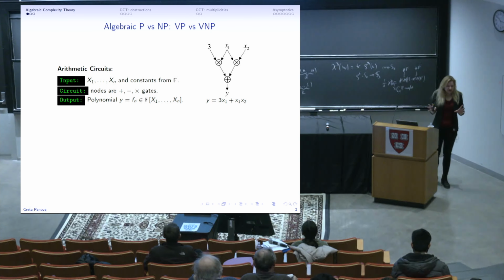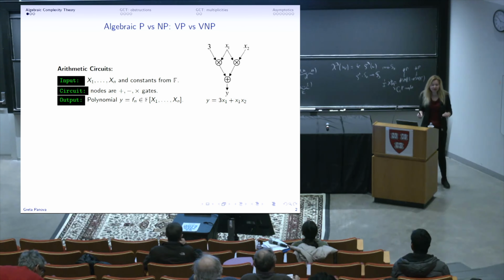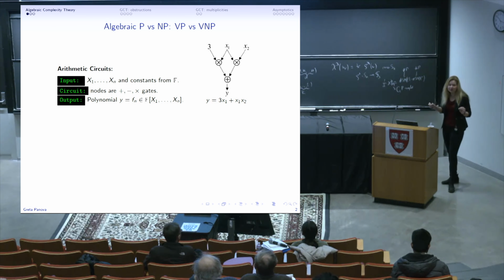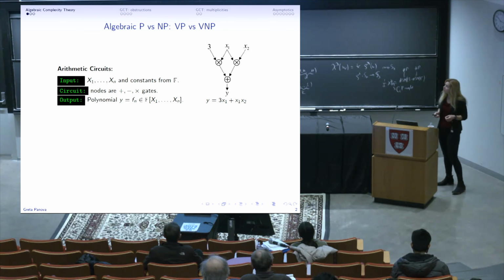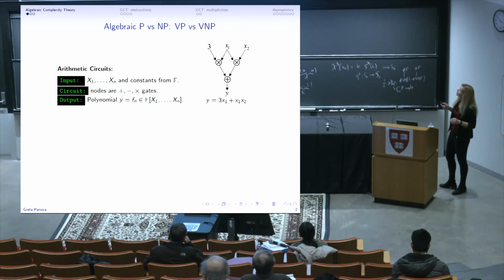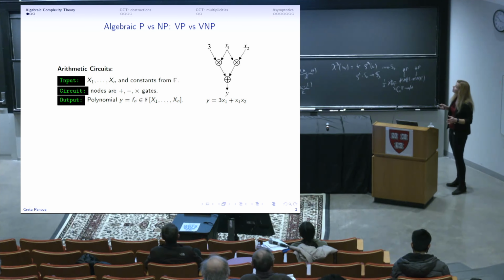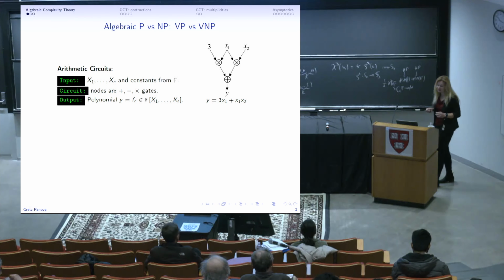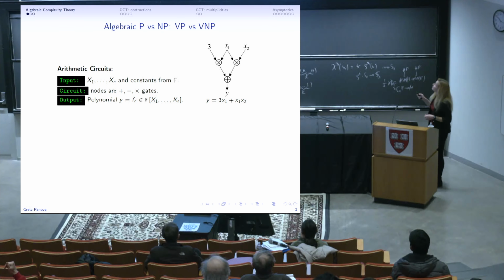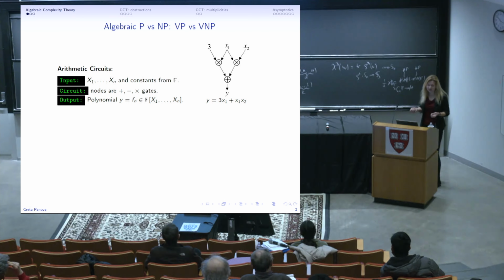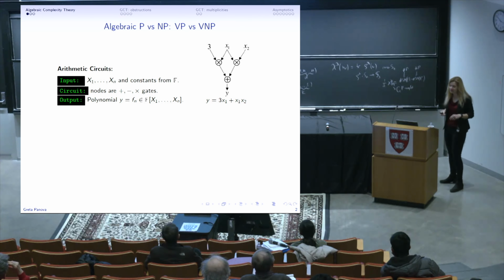So what's the model? This time we're going to be computing polynomials, formal polynomials in formal variables. And what are we allowed to do? We are allowed to put in arbitrary constants from some field, and for the rest of my talk, this field F is going to be the complex numbers. So we have arbitrary constants, we have our formal variables. We input them in a circuit, and at every node here we are going to perform an elementary operation. So these are what's called the gates.